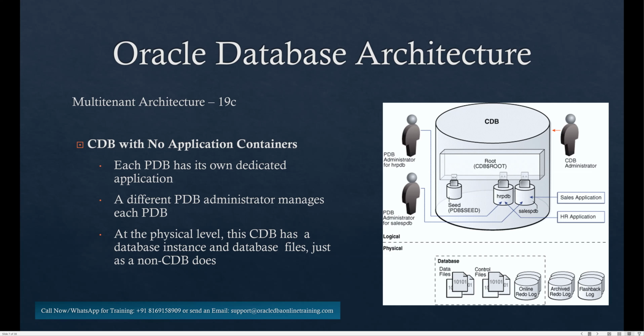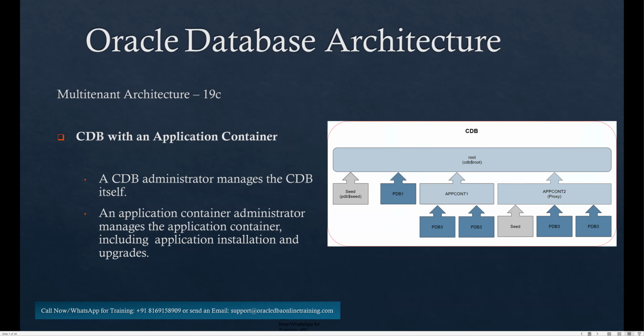At the physical level, this CDB has a database instance and database files, just as a non-container database. So at storage level, you will be finding that each of the pluggable databases will have its own data files, and that will also look similar to the non-container database. Means the CDB also will have its own data file. That is exactly what we have in the non-container database. So the storage level will also be the same, except for the pluggable database, where you will be finding some additional data files that we will see in coming slides.